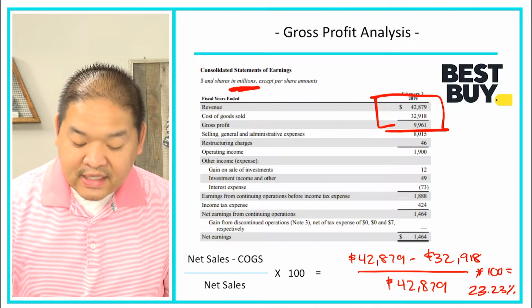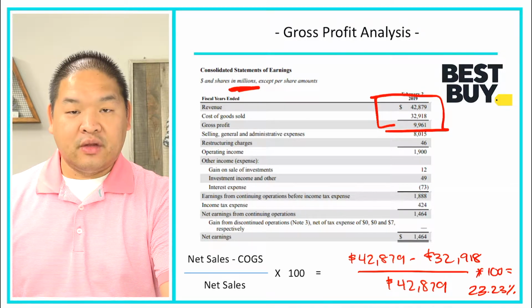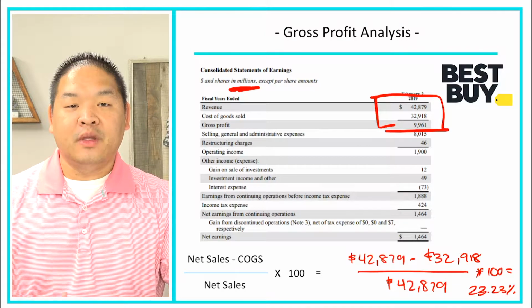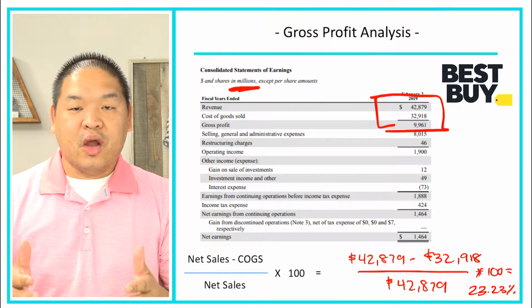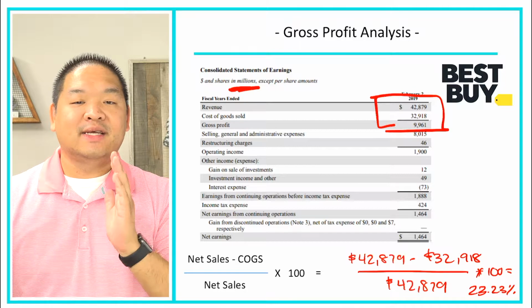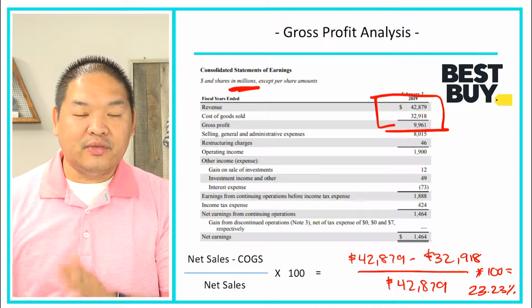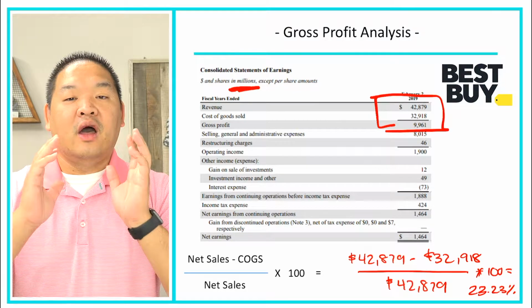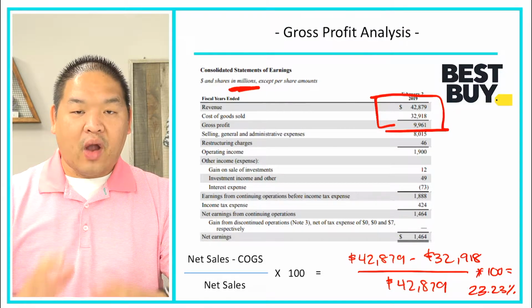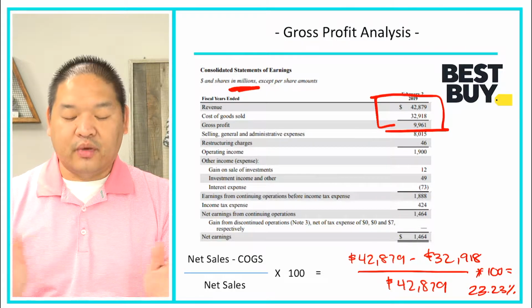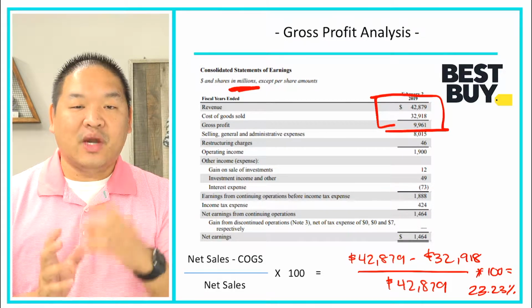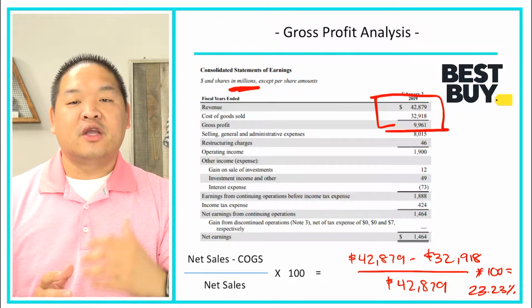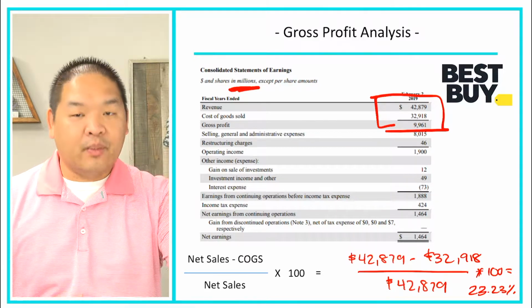Well, this means that for every $1 that Best Buy brings in, they will have a gross profit of 23 cents or 23.23 cents. That means their operating expenses and profit have to equal 23.23 cents. So 23 cents of every dollar goes to operating expenses and profit.